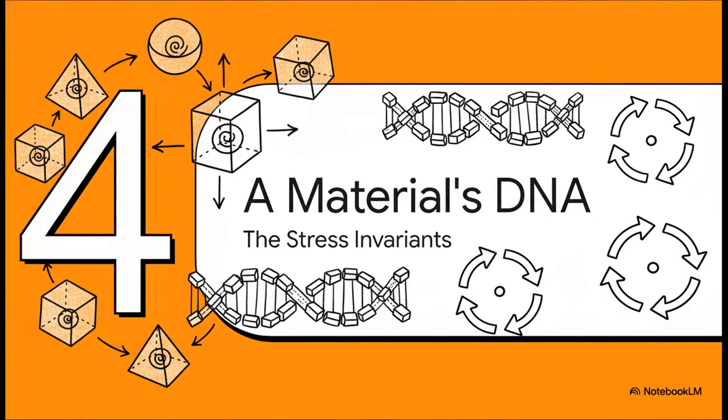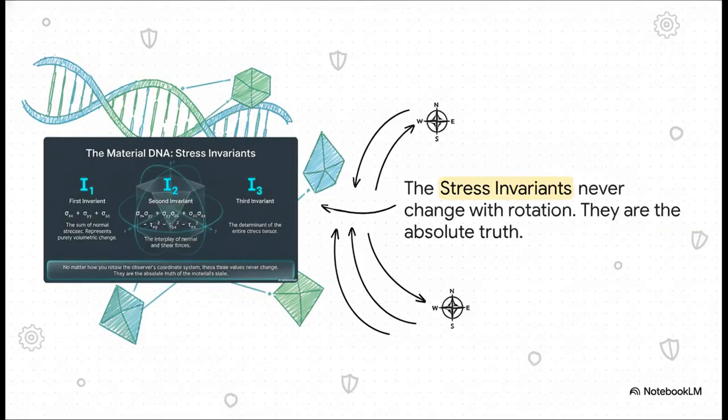Okay, so we found this state of purity, but now let's look at something even more fundamental. Something about the stress state that is absolutely 100% constant no matter how you look at it. These are the stress invariants, and honestly, they represent a pretty profound idea. Even though the individual stress numbers seem to change as we rotate our little cube, these 3 special values, we call them I1, I2, and I3, they never ever change. They are like the material's stress DNA. It's the absolute unchangeable truth of its internal state, no matter your perspective.